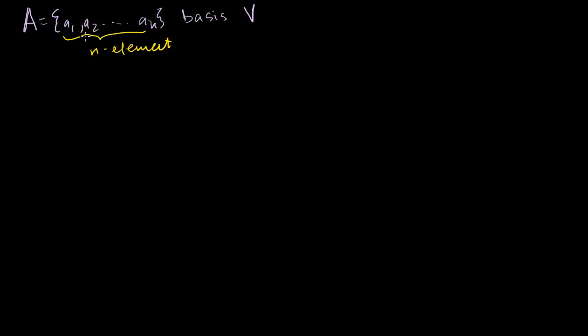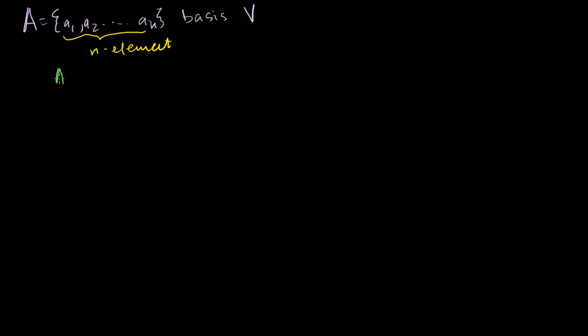Let's say I've got some set A of the vectors a1, a2, all the way to an. And I know for a fact that it's a basis for the subspace V. What I want to show you in this video is that if this guy has n elements right here, that any set that spans V has to have at least n elements.